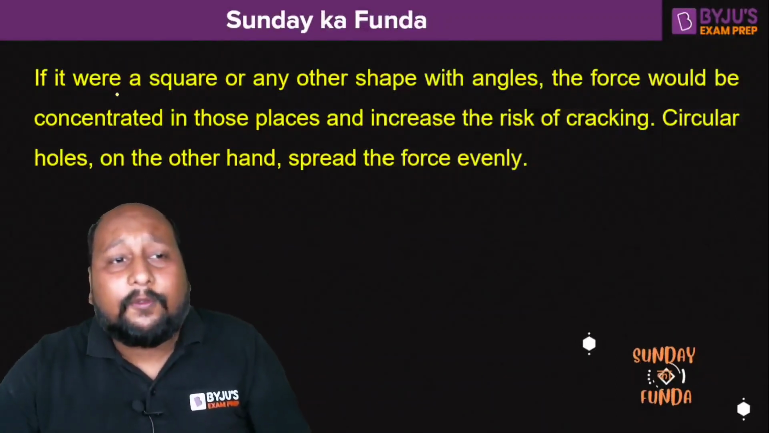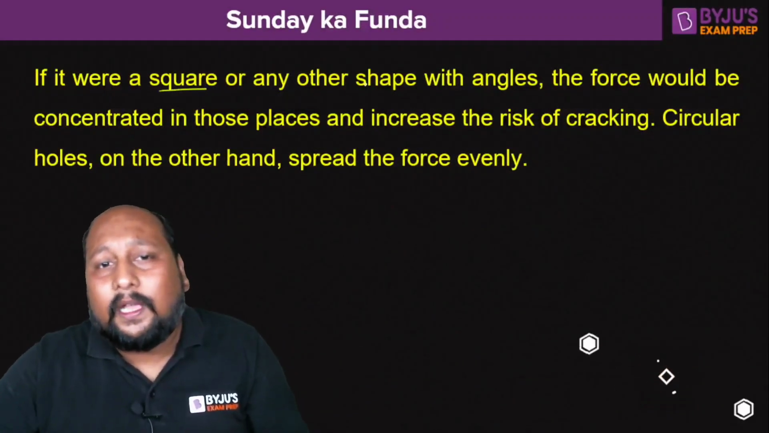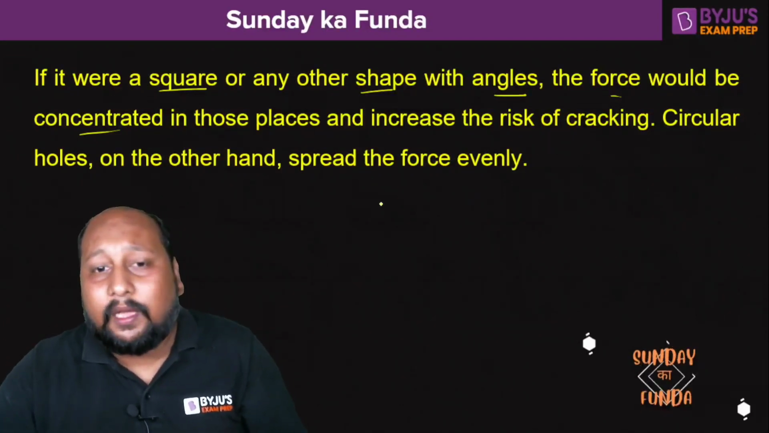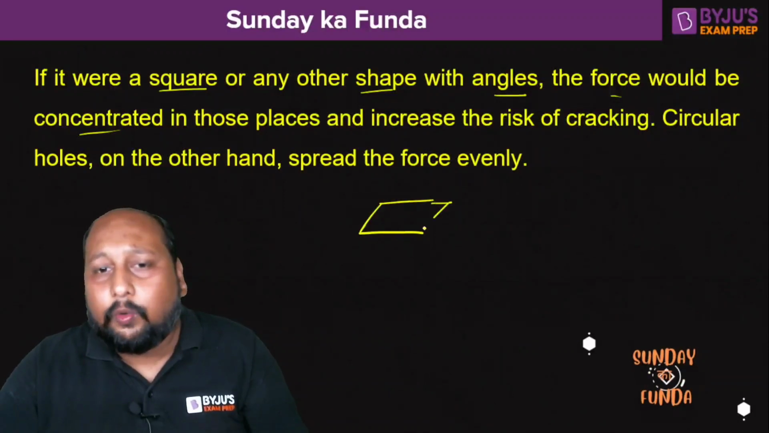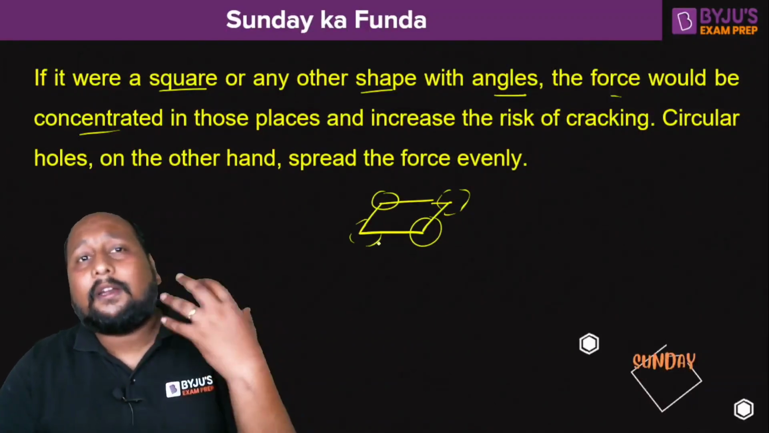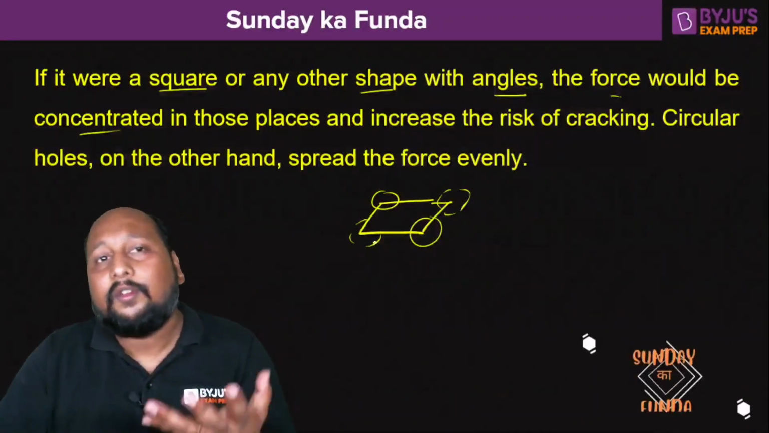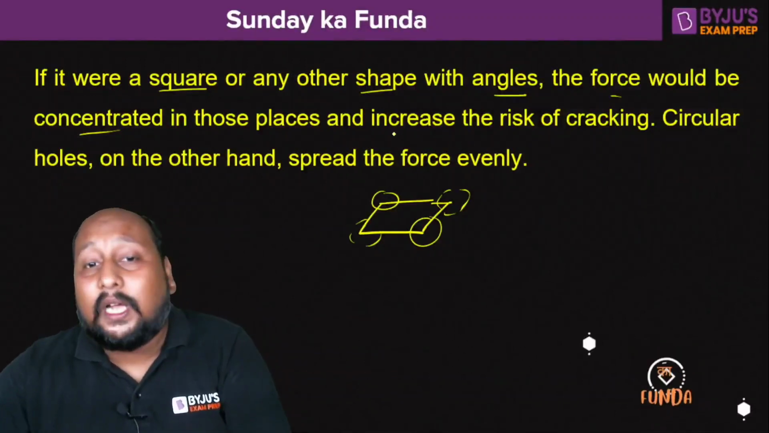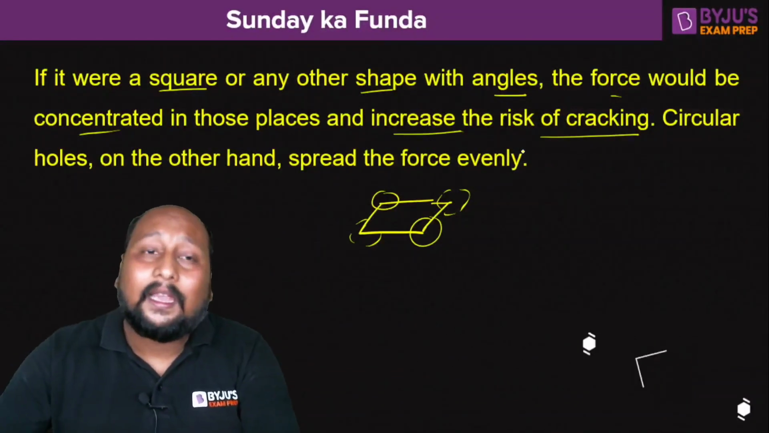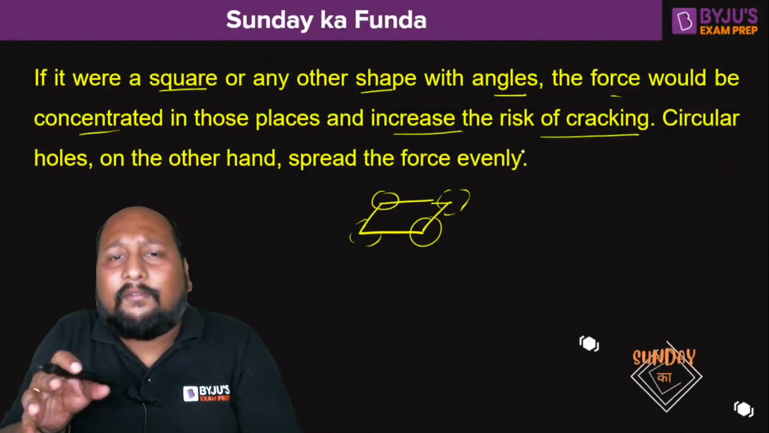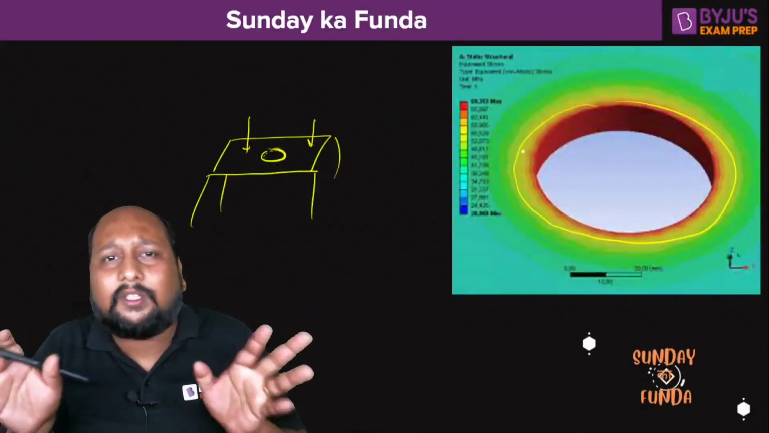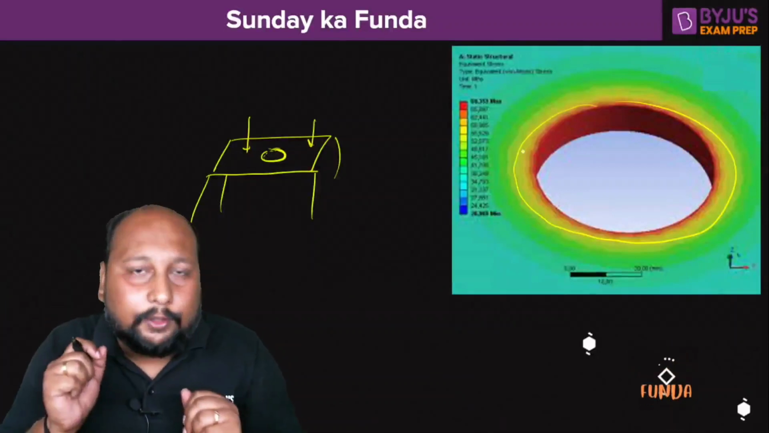If it were a square or any other shape with angles, the force would be concentrated at those points. I've already discussed that if you have a square, the force will be concentrated at all the edges. So it's very important that we try to eliminate this kind of points so that we can increase the durability, because if we are not eliminating them, then there's an increased risk of cracking. But in case of circle holes, the force is spread evenly. You can see on the screen it's being spread evenly, so there are fewer chances of stress concentration.